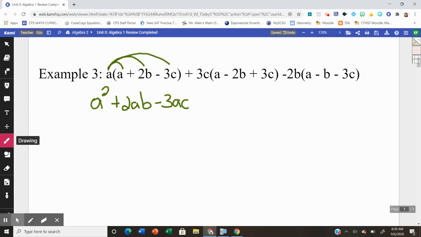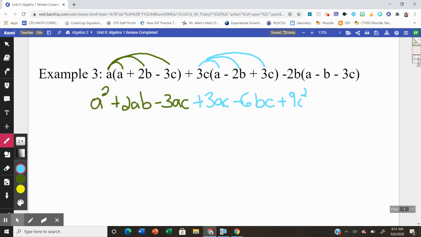I'll just change the colors so that you guys can see the different pieces that I have. If I distribute the 3c here, I get 3ac. Just again, getting into those habits, I'm putting everything in alphabetical order. 6bc, and then plus 9c squared. Hope I don't run out of room.